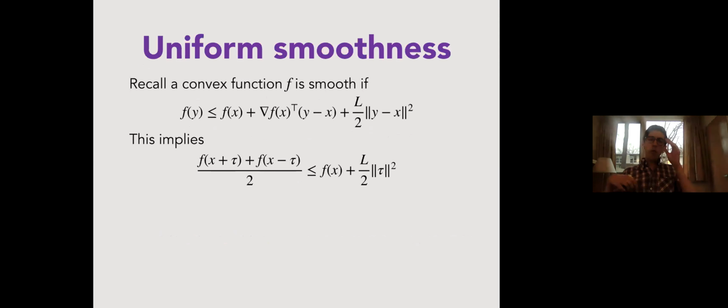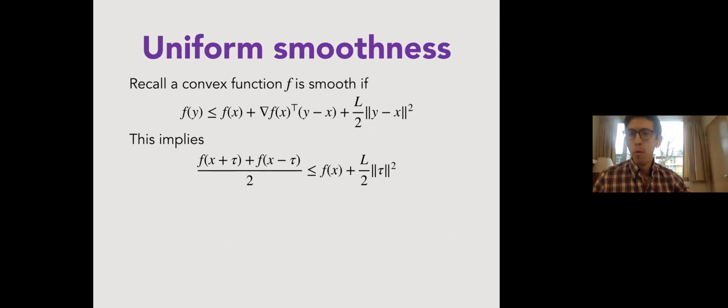So what is uniform smoothness? Just to motivate the definition quickly, let me remind you what I mean when I say that a convex function is smooth. A convex function is smooth if it has the following type of quadratic upper bound: f of y can be bounded by the linear estimate at x plus a term that looks at the deviation squared between x and y. So this is what smoothness means. This is just a quadratic upper bound that's familiar from convex optimization.